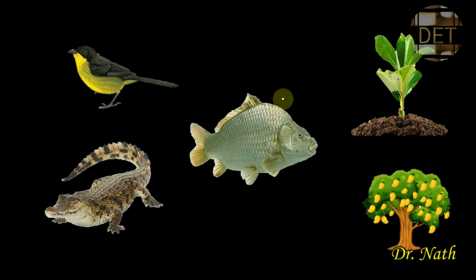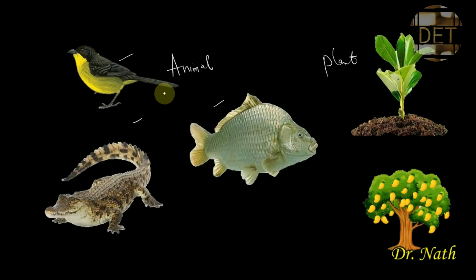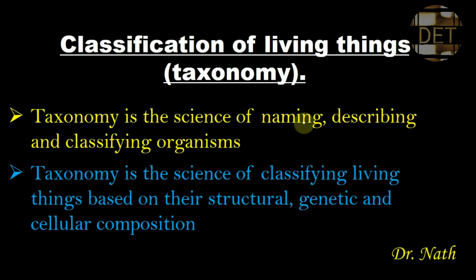So these are living organisms. If we are to classify these living organisms, the bird, the crocodile, the fish, we can classify them as animals. While these two plants, we can classify them as plants. So the science of classifying these living organisms is what taxonomy is all about. We can also name these organisms from the knowledge of taxonomy. So it is the science of naming, describing, and classifying organisms.